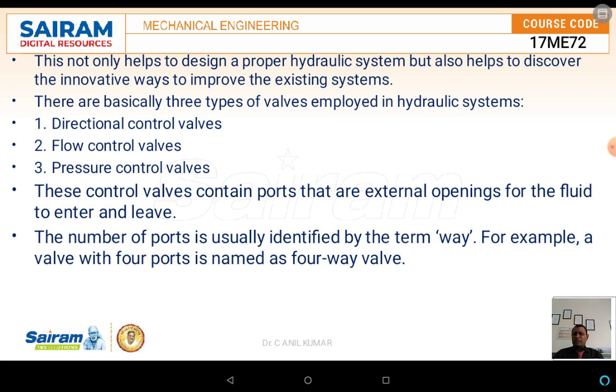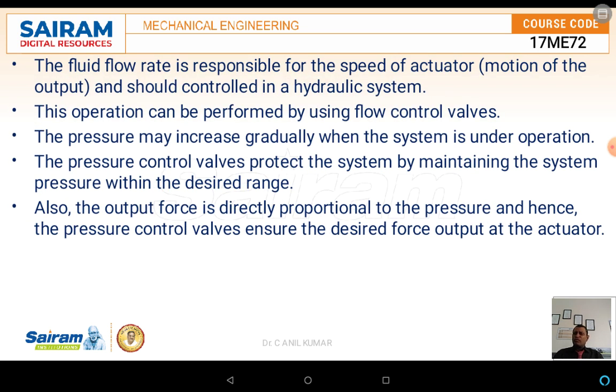As I said, there are three different types of valves: the direction control valve, the flow control valve, and the pressure control valve. These control valves contain ports, which are external openings for the fluid to enter as well as leave. The number of ports is usually identified in terms of ways. For example, a valve with 4 ports is represented as a 4-way valve. Like that, there is the 3-way valve, 2-way valve, 4-way valve, even the 5-way valve or 5/2-way valve. Depending upon the type of application, even these types of valves are used.